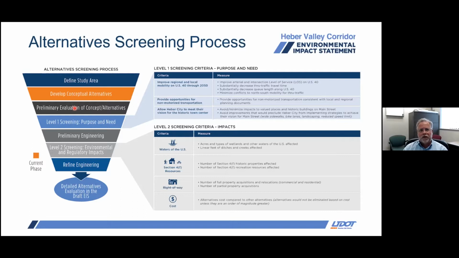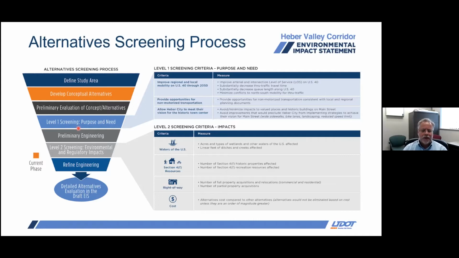to look at each of the alternatives to see if they are technically feasible and if they meet the goals of the project. Those alternatives that are not technically feasible will get screened out, and then the remaining alternatives will then carry on into the next level of screening, which we call level 1 screening.